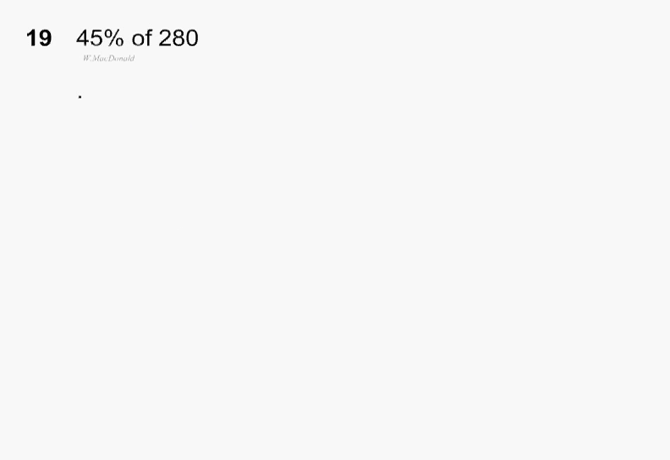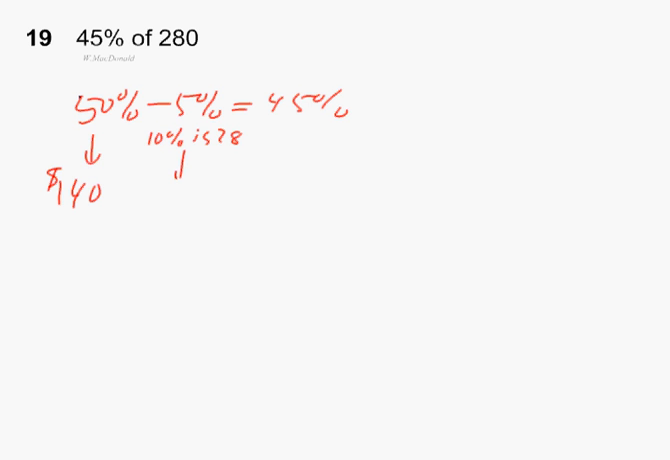Question 19, here's how you prove it. You say that 45% is 50% take away 5%, right? So 50% is half, so 50% would be $140. 10% is $28. So 5% would be half of that, which is $14. So you subtract those two to get 45%, and you get $126.